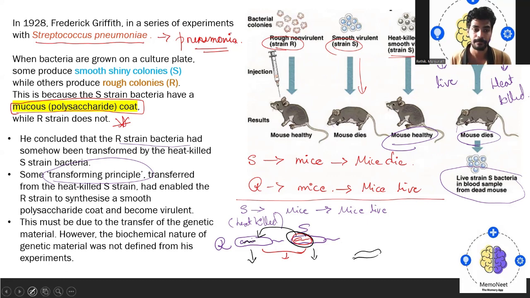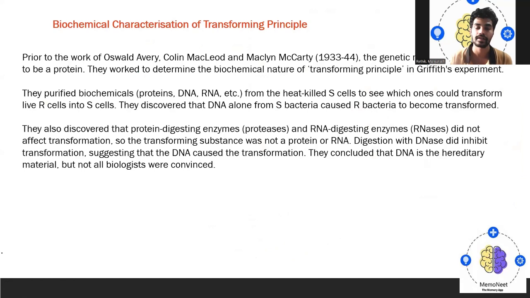Clear with it? So this was an experiment by which they got to confirm that the genetic material is what is expressing. So there is a characterization of the transforming principle, in 1933 to 44. These are the scientists who worked on this specific experiment to know how this transforming principle works and its characterization.